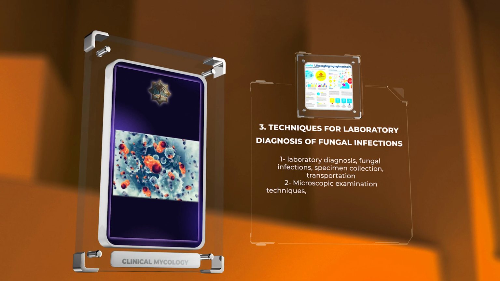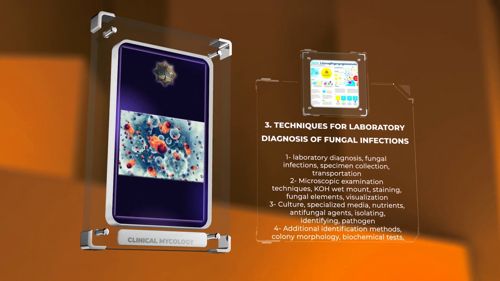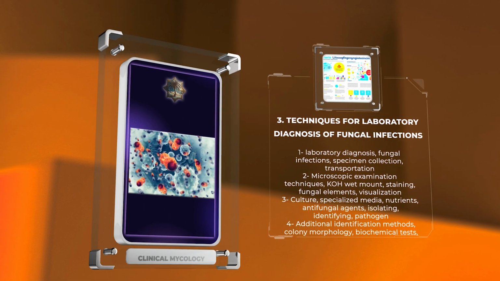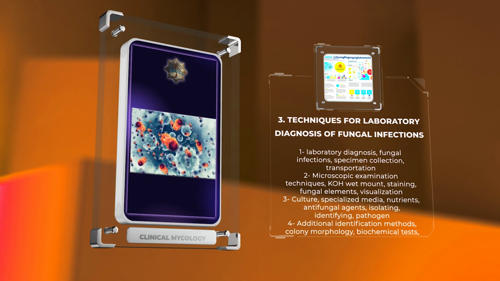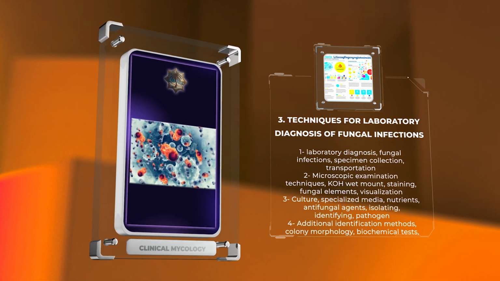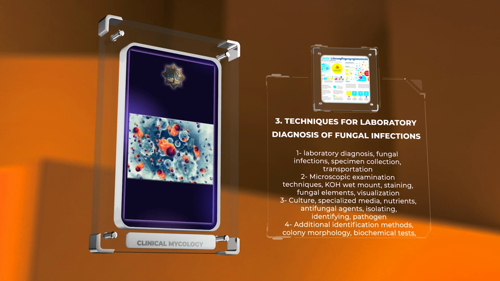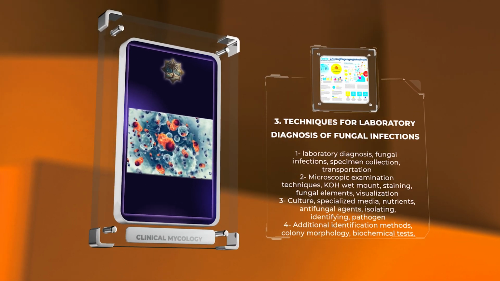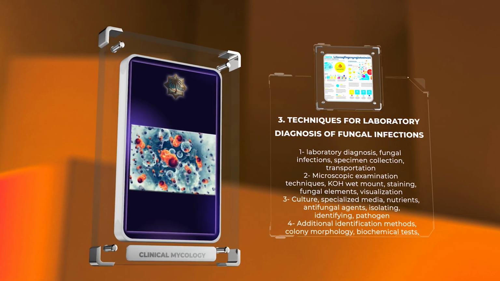The accurate laboratory diagnosis of fungal infections relies on proper specimen collection and transportation. Microscopic examination techniques, including wet mount and staining, help visualize fungal elements. Culture on specialized media, supplemented with nutrients or antifungal agents, aids in isolating and identifying the pathogen. Additional identification methods include colony morphology, biochemical tests, and molecular techniques.